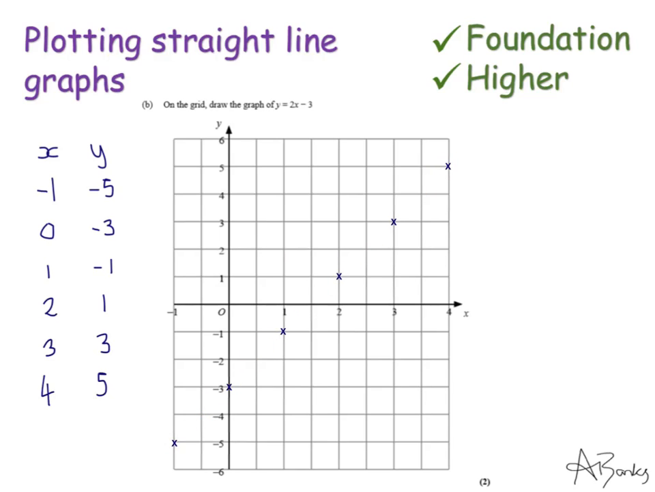Now this wouldn't get me the full 2 marks for this part of the question, because it says draw the graph. At the minute I've just got some coordinates plotted in a line. I need to join these up with a straight line in order to make it a graph. So you need to use pencil and ruler for this and make sure it goes through all of the points. That's that done, so that's my straight line graph drawn.